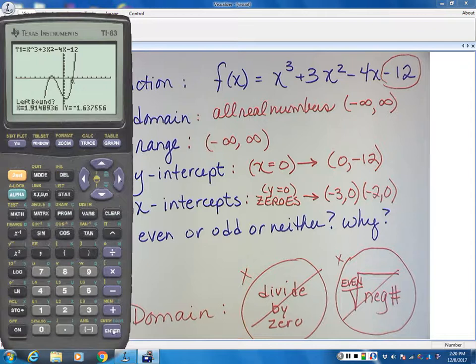So we get to the left of it, press enter, move the cursor past it, press enter, and then enter, and it tells you the third x-intercept is 2, 0.